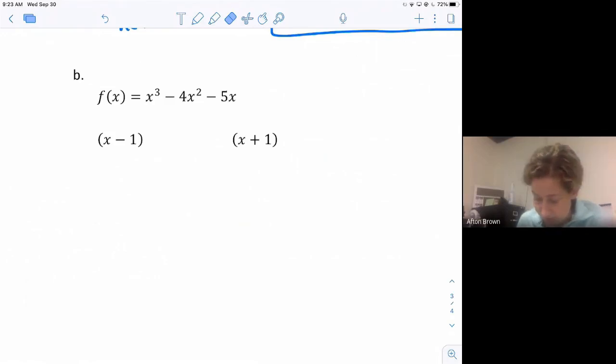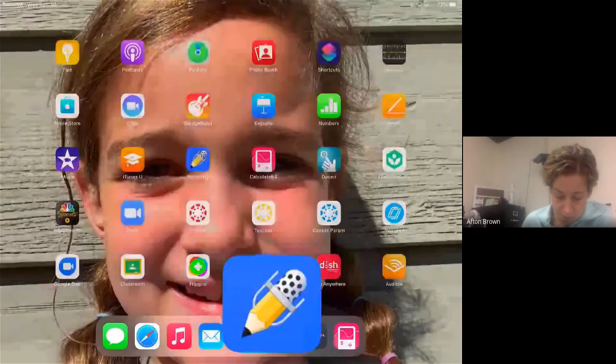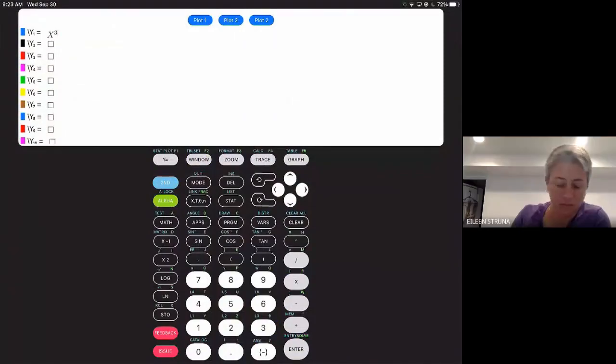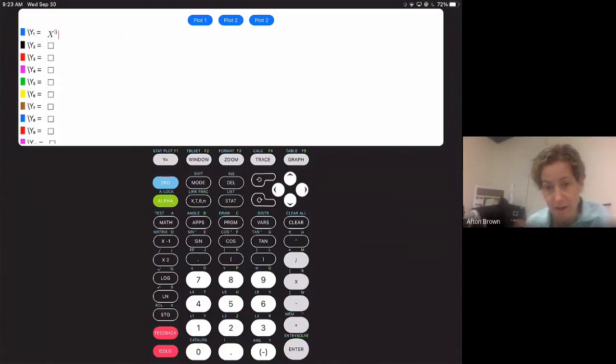Okay, I'm going to write it down. So x cubed minus 4x squared minus 5x. So y1, hit clear. X cubed. If you're like me, I always forget to arrow out of the exponent, so I always have to arrow forwards, otherwise everything ends up there, and it is really frustrating. So I have that entered in.